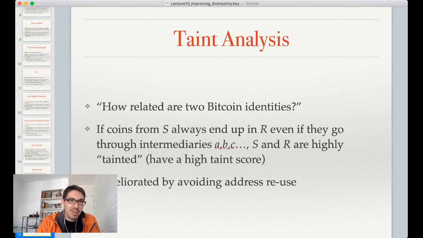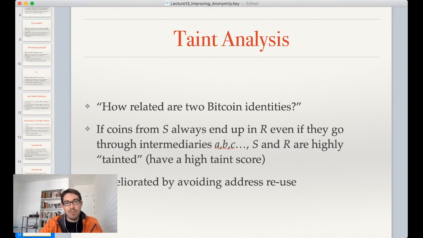Okay, something else that we can use here, and something to avoid, is taint analysis. This is something that was much bigger in the early days of Bitcoin. We don't see it as much because we have realized as a community to avoid address reuse if you're interested in privacy. So taint analysis asks, how related are two Bitcoin identities? If we have some coins from S and they always end up in R at some point, even if they happen to go through intermediaries, then they're going to have a high taint score. So we're looking just for how often these different addresses are involved in similar transactions. Okay? Do coins from one always end up in the other, or vice versa?